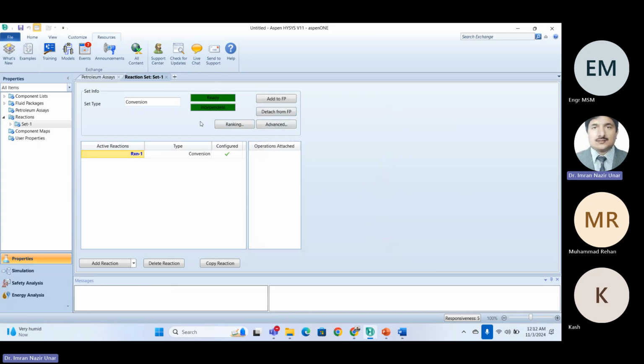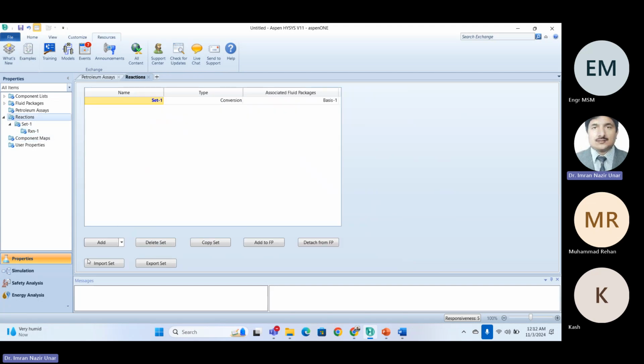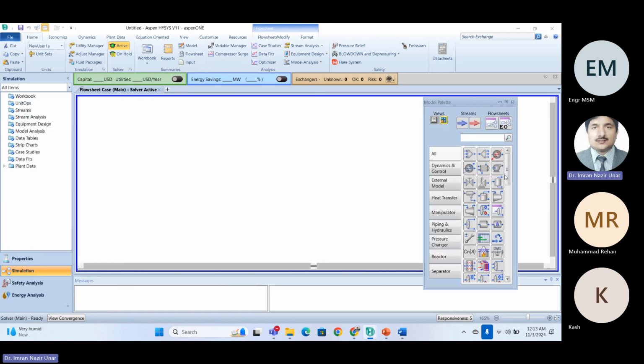Now ready. This is ready set, and under this set we have only one reaction, which is this one. So this is how we can define reaction. Now, this reaction set or these types of reactions are now utilized. This is only the definition of reaction. We go in our simulation environment.